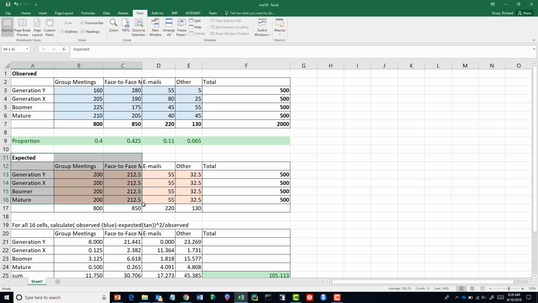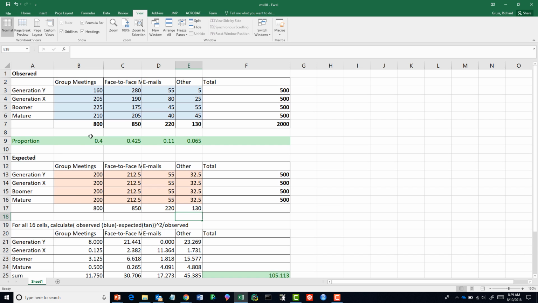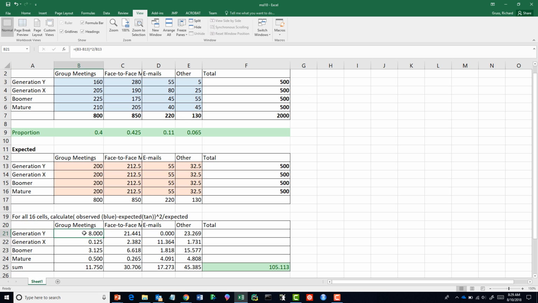And then in this table, I've got the expected. Okay, so these were calculated based on the overall proportions. So what I need to do then for all 16 of these cells is to calculate the difference between the observed, that is here in blue, minus the expected, and then we square that difference and then divide by the expected. And I think I have a mistake here, so it should be over expected here. Okay, so once I've got my observed table and my expected table, then I can calculate those.